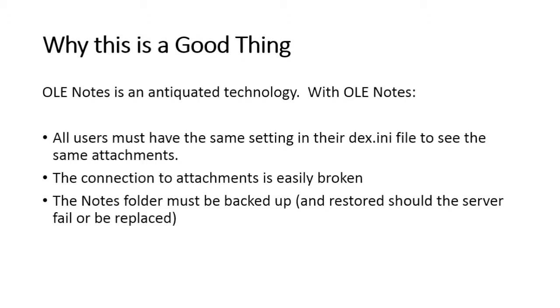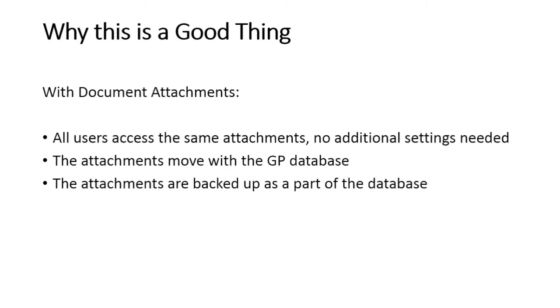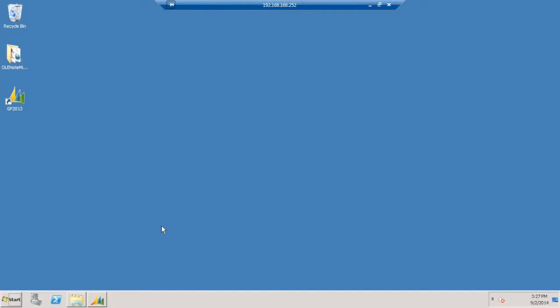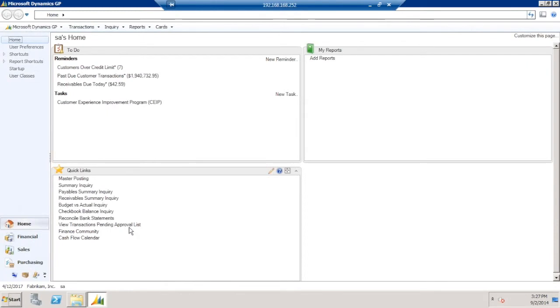With document attachments, all users have access to the same attachments with no additional settings. The attachments move with the GP database, and the attachments are automatically backed up as part of the database. You can access document attachments in the same way that you access the old OLE Notes.